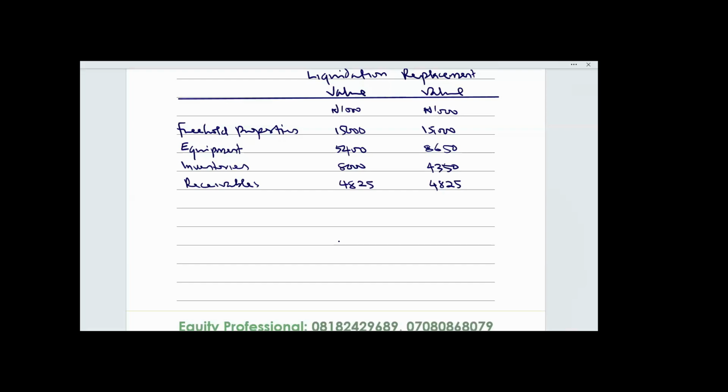Then what else after receivables? Cash equivalent. How much is cash? 650. Okay. After cash, what else? Total tangible assets. Since we don't have other assets, we need to add up each of them. For liquidation, 33,875. That's the total tangible assets.